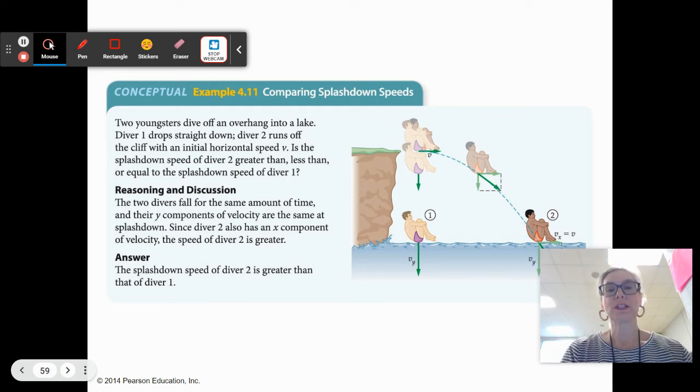Diver 2 falls for the same amount of time, as they both fall for the same amount of time, because the only thing bringing both of them down is gravity. Diver 2 also has an x component of velocity, so the speed of diver 2 is going to be greater. So when he hits the water, he'll be going faster because he has an x component and a y component, whereas diver 1 only has a y component to deal with. So diver 2 will have a greater speed when he hits the water than diver 1.